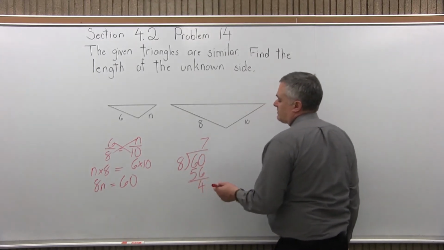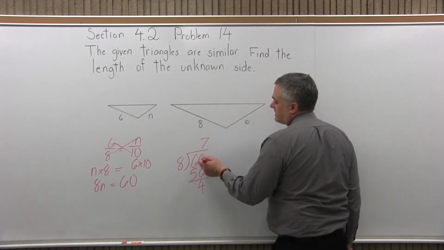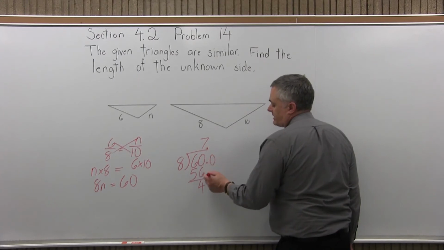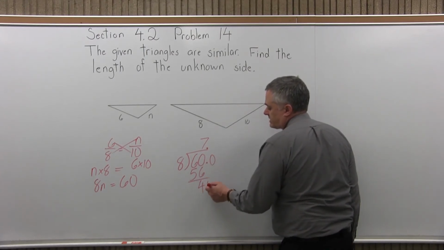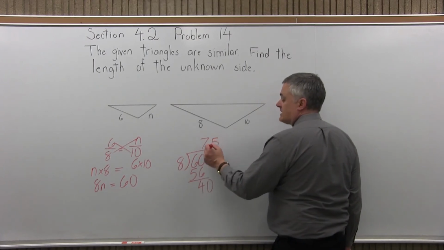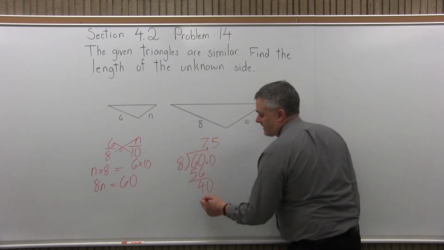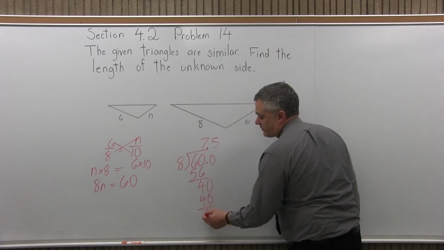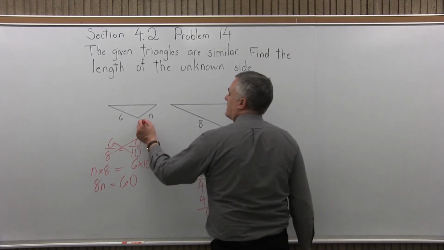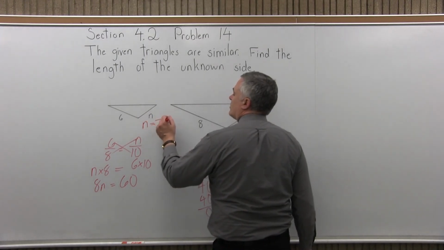So now for the decimal, consider the 60 to be 60.0. You're going to bring that decimal point up. Bring down that 0 that we just put in next to the 4, make it a 40. 8 goes into 40, 5 times actually, and then it goes in evenly. 5 times 8 is 40, 40 minus 40, 0 remainder. So the missing side, the unknown side, is 7.5.